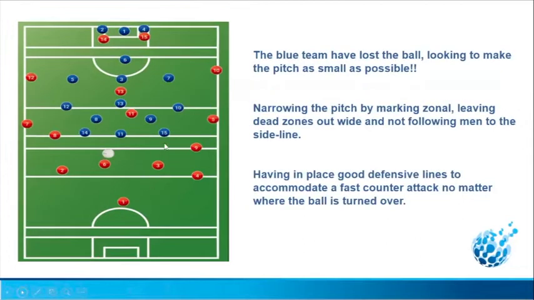And then the flip side of that is the complete opposite. So the blue team are losing the ball, or have lost the ball, and they're looking to make the pitch as small as possible. So Blues don't want a big pitch now because they don't have the ball. So how do you do it? Well, they're going to try and narrow the pitch by marking zonally.